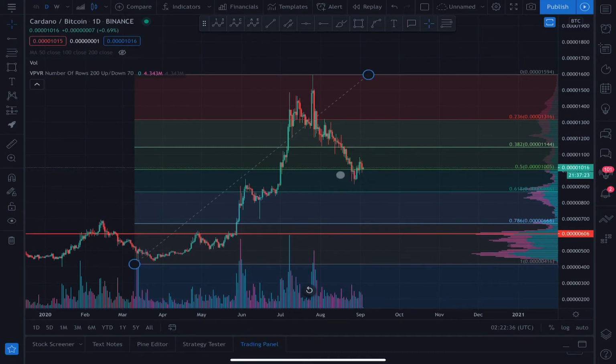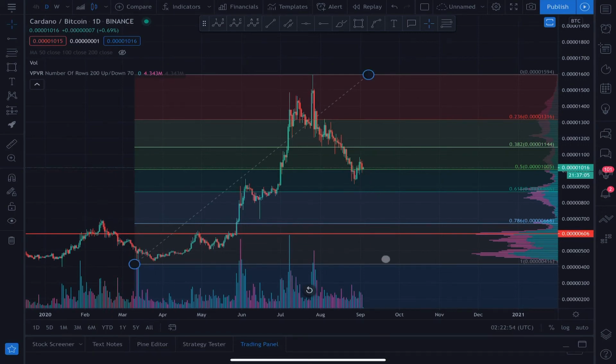But at this point, I wouldn't go in and say, yes, that's where I'm going to buy back in because it's come off. It hasn't touched the 618. You can see all of the confluence back here on the 618. I think it's going to come down to the 618.